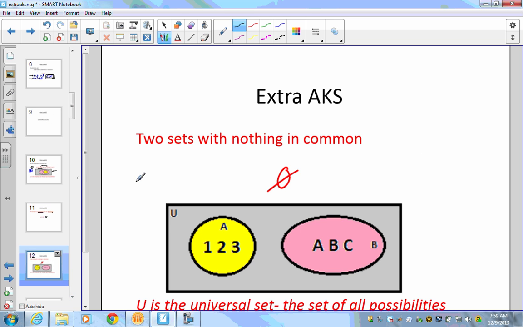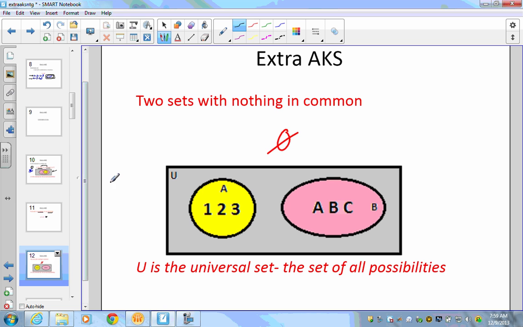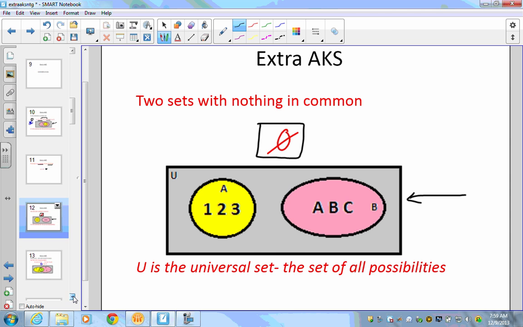Next one. Two sets with nothing in common would be represented by our null set symbol here, which is basically a 0 with a little line through it. If you notice, I didn't actually write them out, but I gave you a little Venn diagram example here. You have set A, which is 1, 2, and 3, and then set B, which is A, B, and C. There's nothing in common here. So you would say nothing in common. Let's move on.